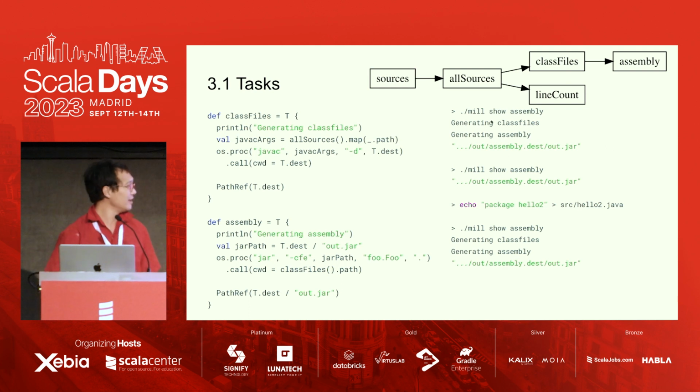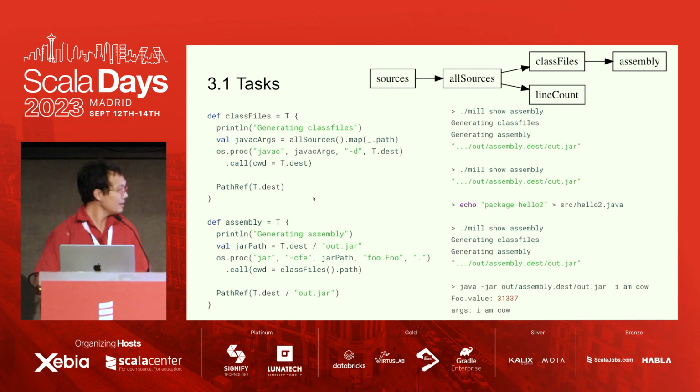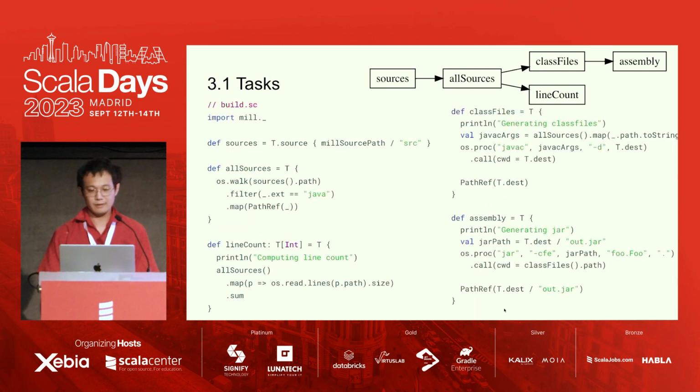So there's no logic in here dealing with caching. Mill takes care of that, and you just need to write what you want your build to do. Lastly, this is a full-fledged assembly, so you can run it with java -jar, like what you did in Java 101, and pass in some arguments, and it prints out whatever the main method does. Here it is not shown.